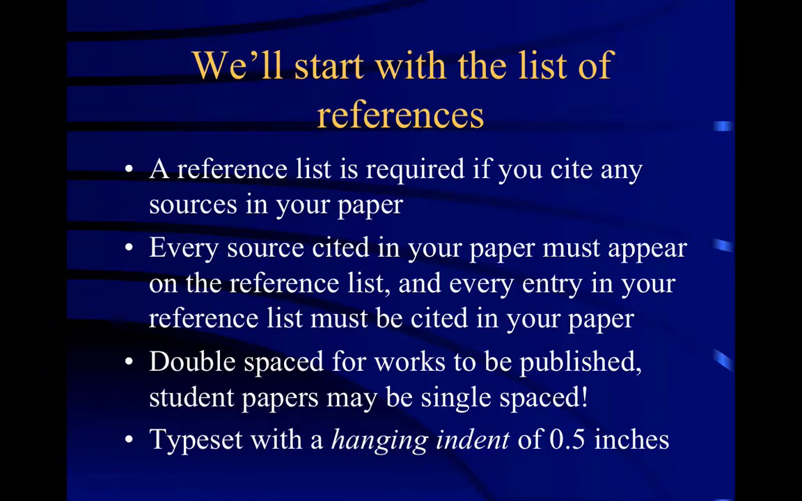So we're going to start at the end of your paper. We're going to start with the list of references. A reference list is required if you cite any sources in your paper, and any kind of research paper should have sources. Every source that is cited in your paper must appear on the reference list, and every entry in your reference list must be cited in your paper. So there shouldn't be any discrepancies. If it's in your paper, any citations, then it should be on your reference page. And if you list it in your reference page, it should also be cited within your paper.